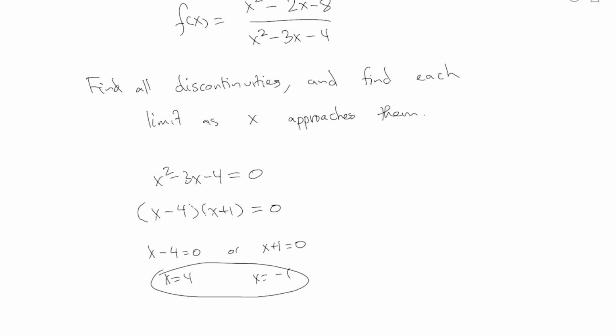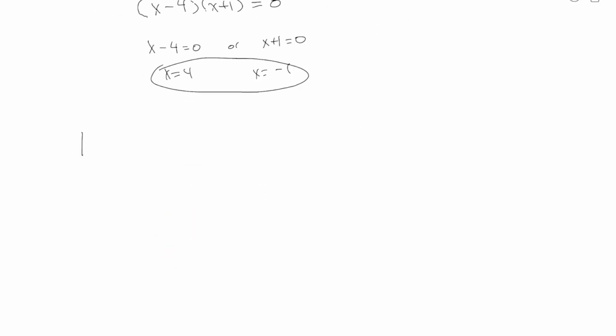For an easier question, I might just ask you, what are the discontinuity points, and leave it at that. This would be your answer if that were the question. I also said find all the discontinuities. Oops, that was what I just did. Next, find each limit as x approaches them. So I need to do two limits now. One will be the limit as x approaches 4, and the other will be the limit as x approaches negative 1. Hopefully I can do this without messing it up.